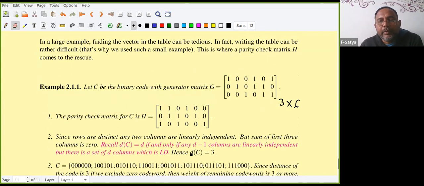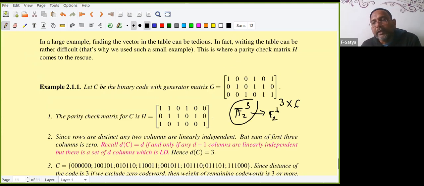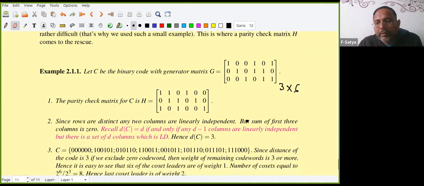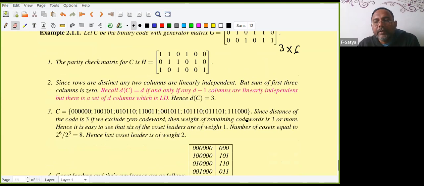That comes from this: G is a matrix from F2 power 3 to F2 power 6. So this is the cardinality of C, that is, the size of the code, which is 2 power 3, that is 8. So there are 8 code words. That is what the question asks. So the distance of the code is 3.